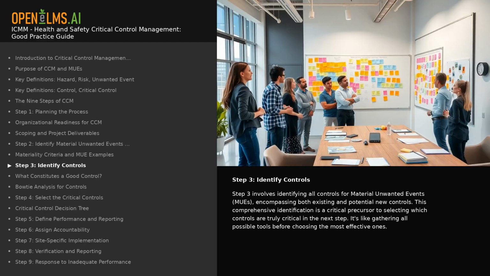Step 3. Identify controls. Step 3 involves identifying all controls for material unwanted events, MUEs, encompassing both existing and potential new controls. This comprehensive identification is a critical precursor to selecting which controls are truly critical in the next step. It's like gathering all possible tools before choosing the most effective ones.